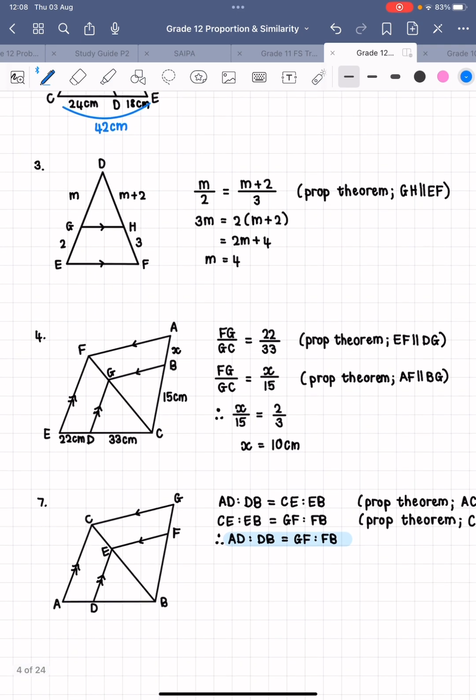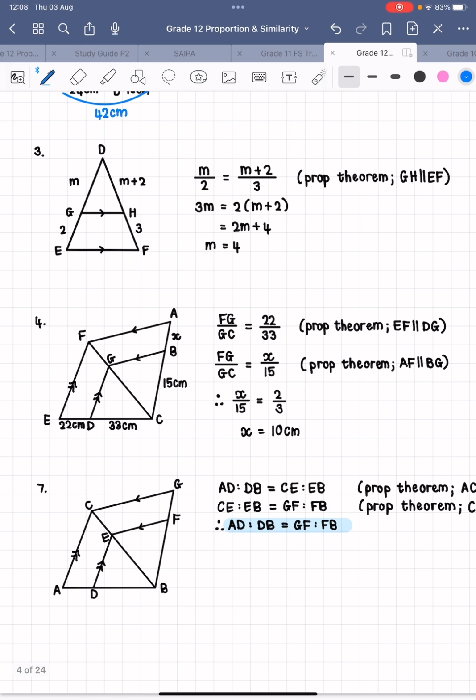All right, number 3. Now this one was a bit more difficult because we had m's on both sides, right? With the prop theorem, you can calculate any side, as long as you have... So it's not that you can calculate any side. We usually use it to calculate sections of sides or parts of sides. So here we can calculate this when the whole triangle is actually this.